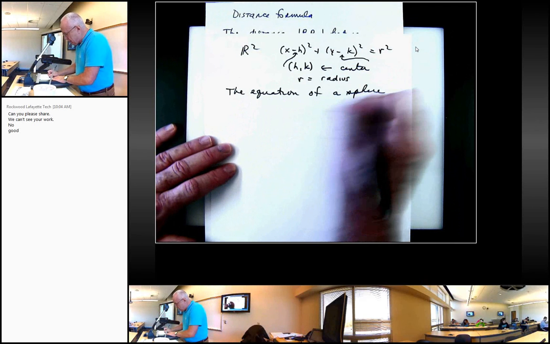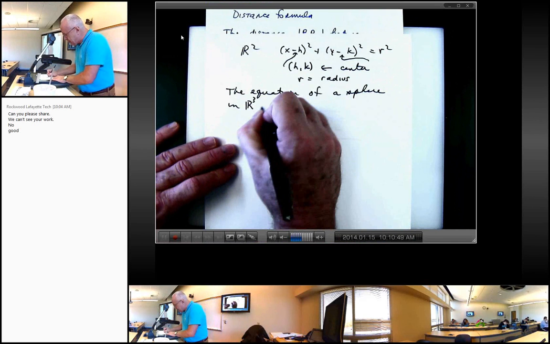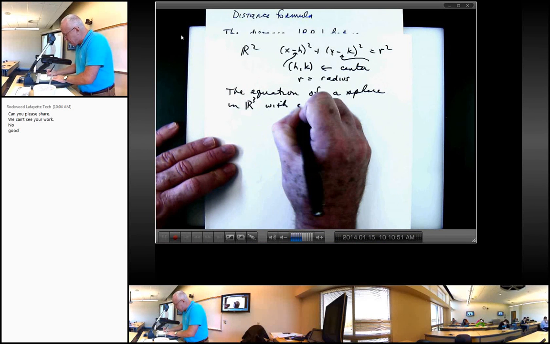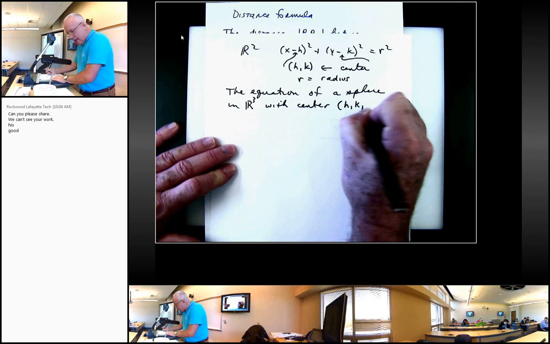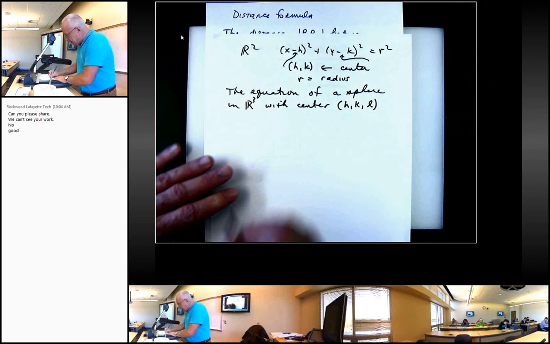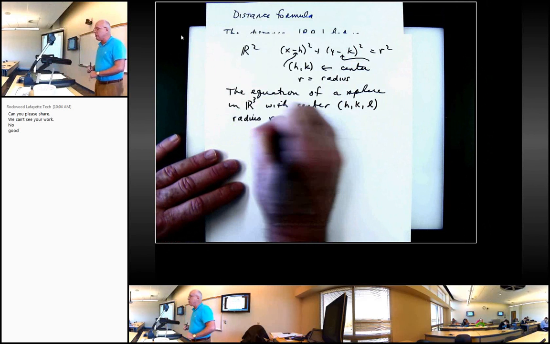In R3, we're going to say the sphere has the center. Well, we need 3 coordinates, so it's going to be h, k, and l. And a sphere also has a radius. Let's again have it be the radius r.